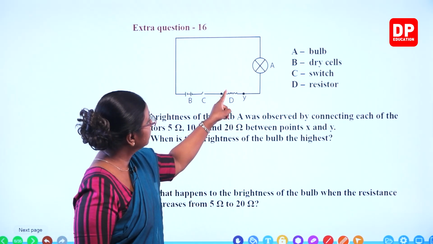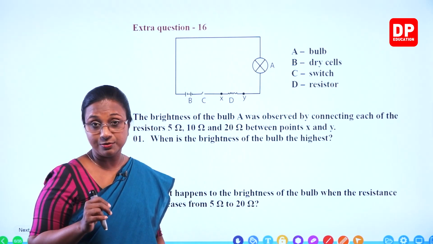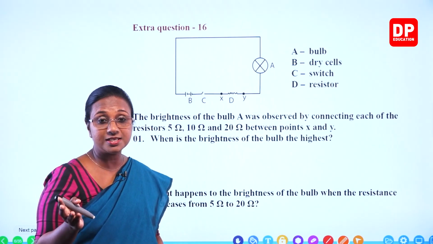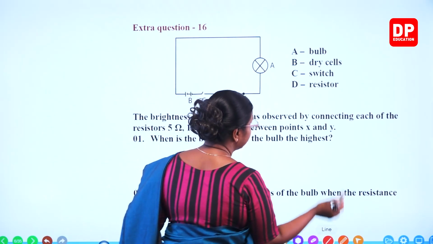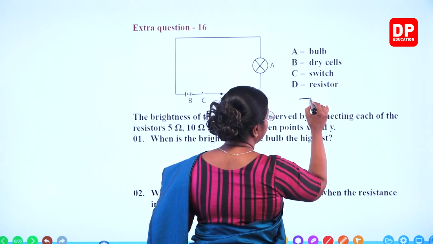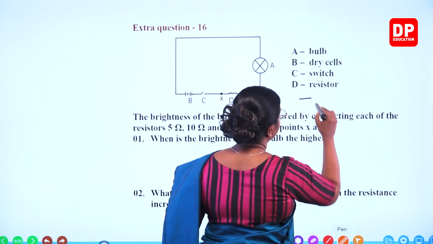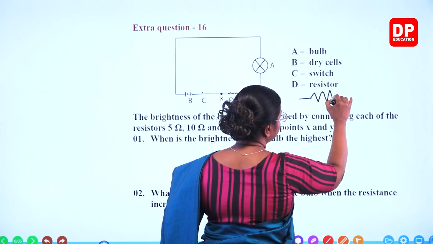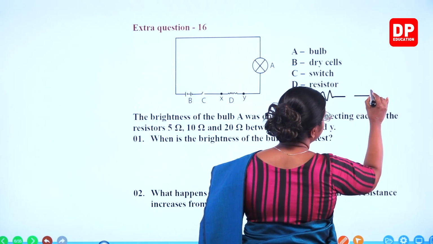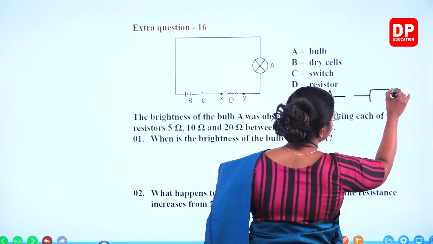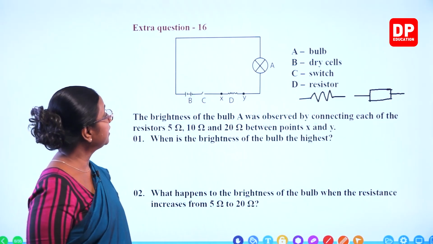And then D, this is the symbol for a resistor. You all can remember, students, for fixed value resistors. There are different types of resistors. For fixed value resistors, there are two symbols. One is where you have this zigzag line, that is to indicate resistor. Another one where you draw the resistor using a rectangle like that. That is also the symbol for a fixed value resistor.